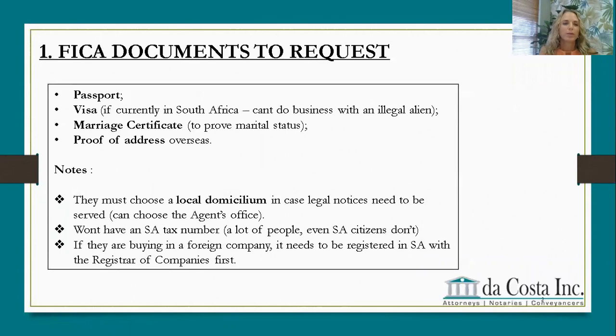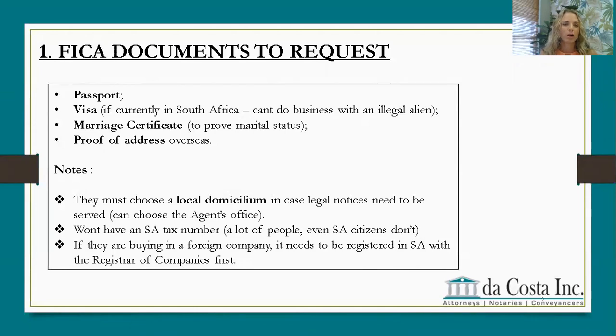Okay. All right. So firstly, people get a bit worried. What FICA documents do I ask for if I have a foreign client? Very simple. You ask for their passport, a copy of their passport. If they are currently in South Africa at the time you're dealing with them, you need to check that they're not an illegal alien. So you need to ask them for a copy of their visa. It needs to be valid because you can't do business with an illegal alien.